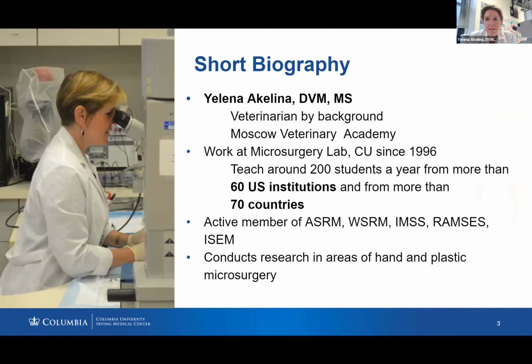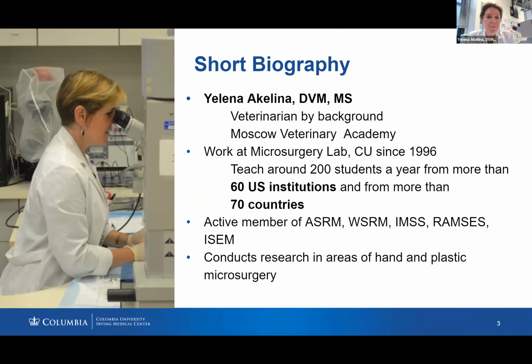As for me, I am a veterinarian by training. I have a DVM and a Master of Science, and I finished the Moscow Veterinary Academy and started working at Columbia University in 1996. I teach about 200 surgeons a year from about 60 institutions from the US and about 70 countries. This is why teaching these webinars internationally is very important for me, because this is how we used to have people coming every week from a lot of countries.